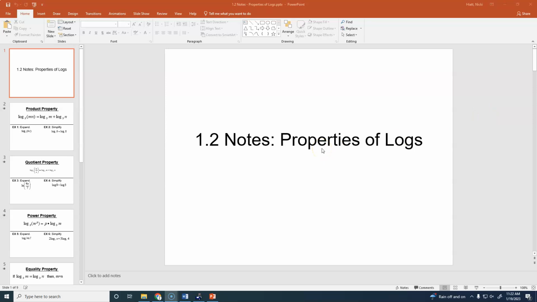These should be ones that you have seen before in Math 3. However, I usually find that a lot of times students don't remember them, so you have to be reminded of them.